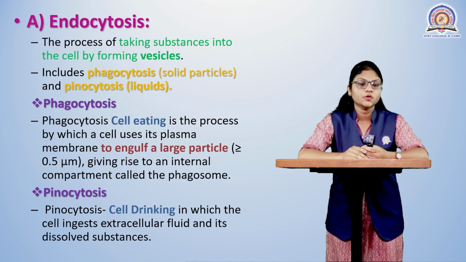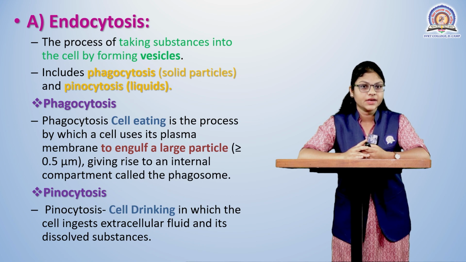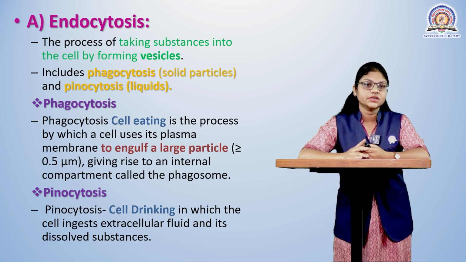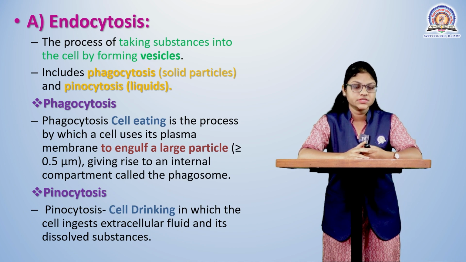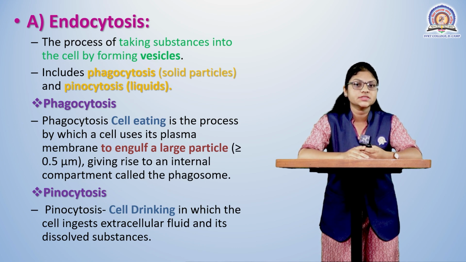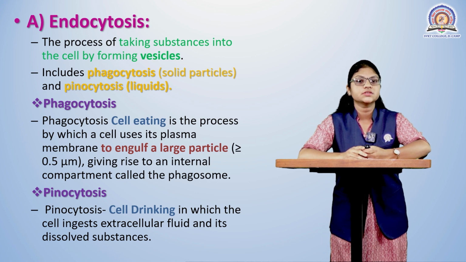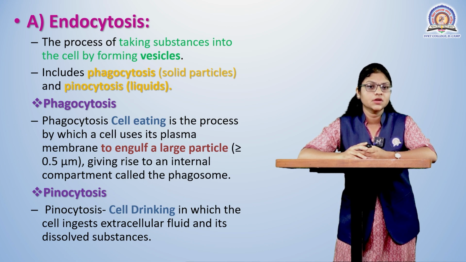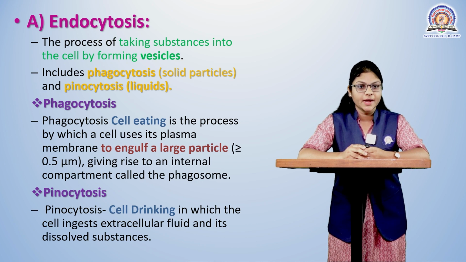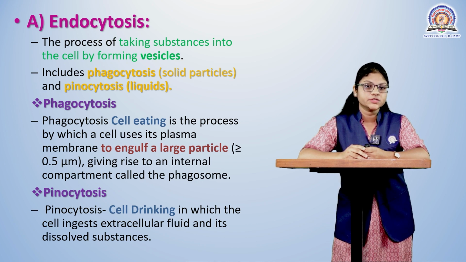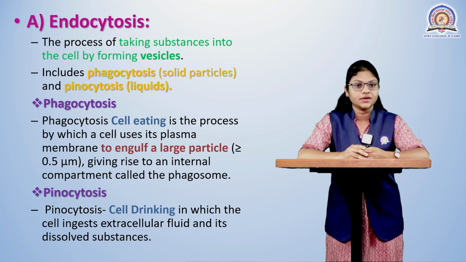Okay, now we move on to the transportation of larger molecules, which includes endocytosis and exocytosis. Now let us discuss endocytosis. Endocytosis means taking substances into the cell by forming vesicles. This process involves 2 types. One is phagocytosis, which means transportation of solid particles, and the other is pinocytosis, which means transportation of liquid particles.